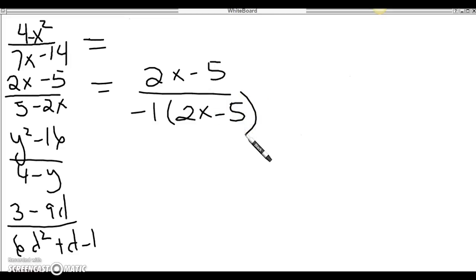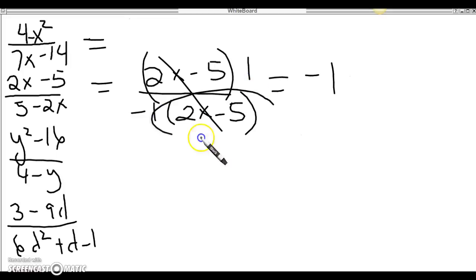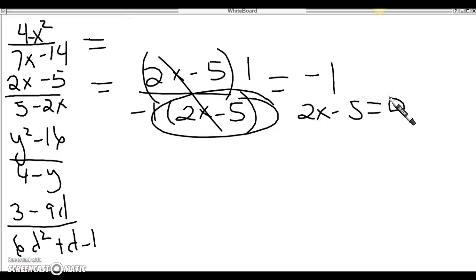And they end up crossing out. So I'm left with just plain old -1. Because if nothing's up here, when I'm talking about multiplication, there's an invisible 1 always, right? So I get -1. I can find my excluded values by setting this equal to 0. So 2x minus 5 equal to 0. When I solve, I get 5 over 2. So x cannot equal 5 over 2. Alright?